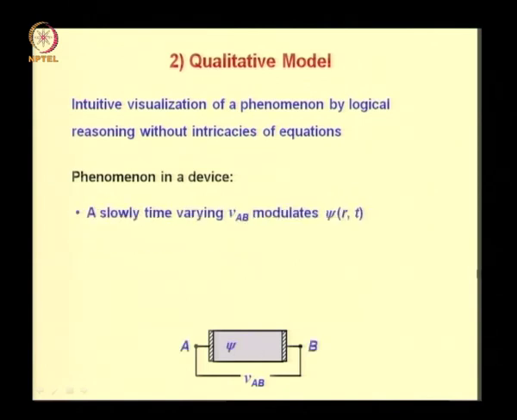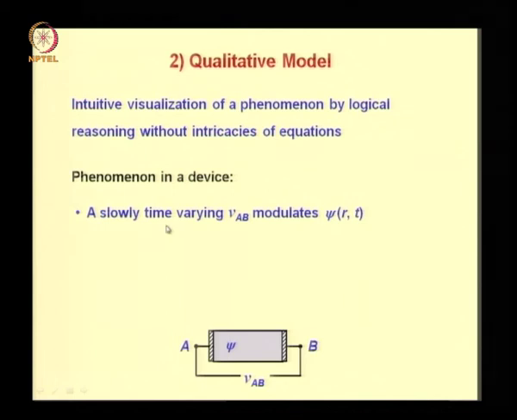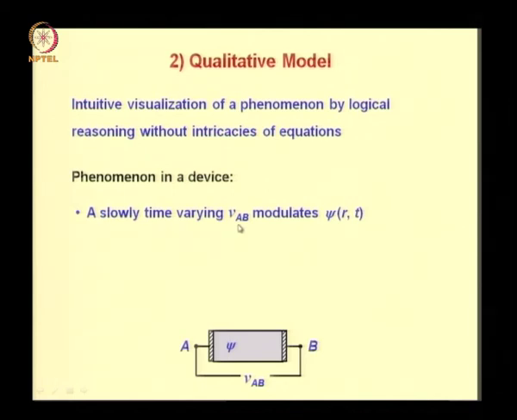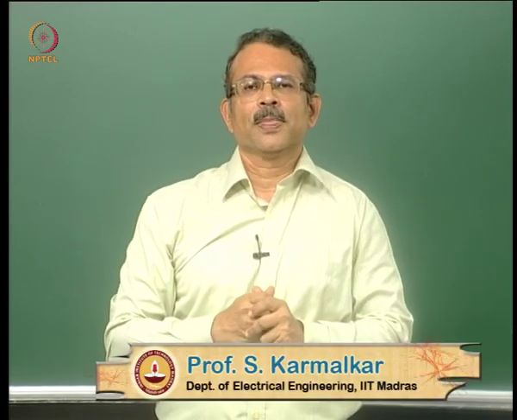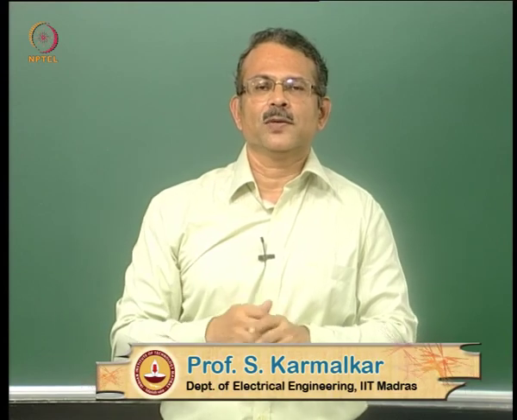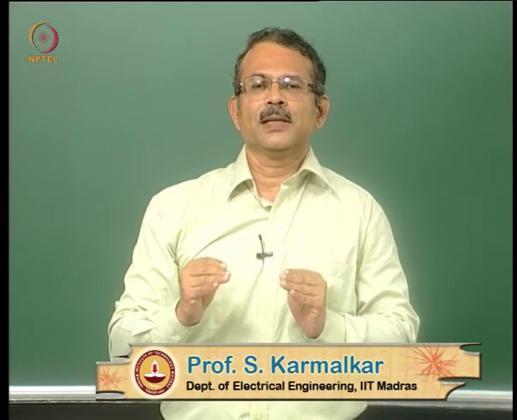Let's make the description concrete. A slowly varying VAB modulates the potential distribution psi as a function of distance and time. So R here stands for x, y, z, for a general 3-dimensional case. In the 1-dimensional case, R would be x. So psi is the potential distribution within the device. You will recall we had said that our models will be based on the quasi-static assumption. So we are not going to consider high frequency effects. Therefore, we are assuming that the voltage between the terminals is varying sufficiently slowly.